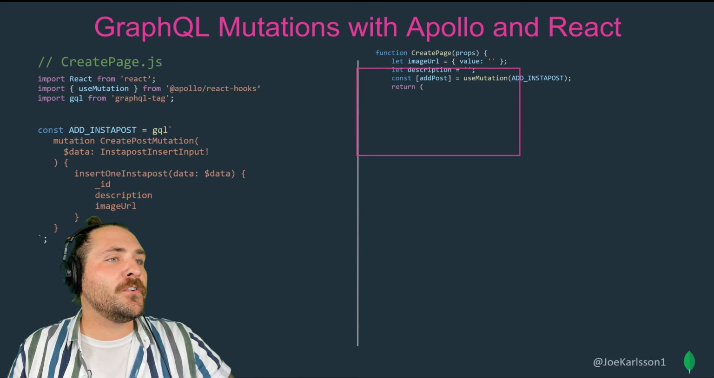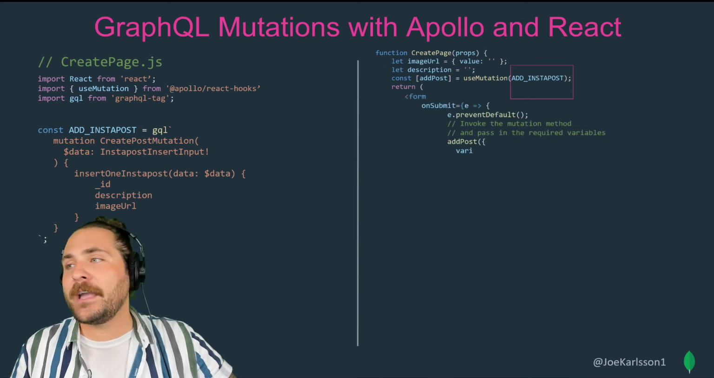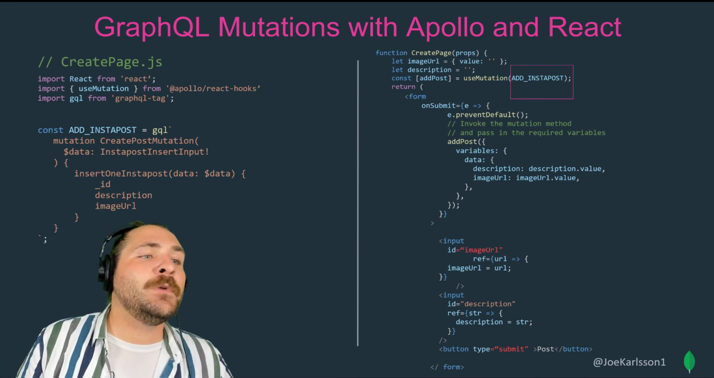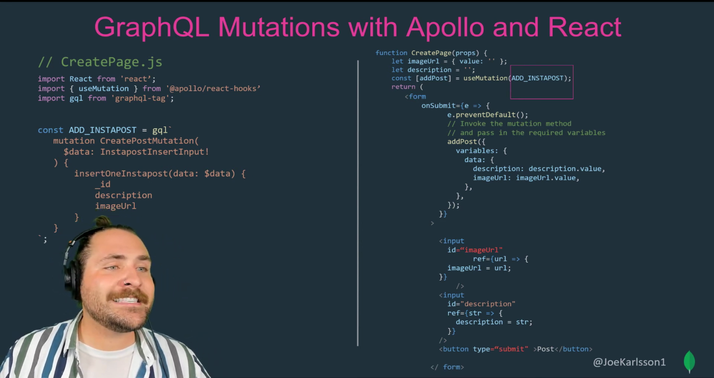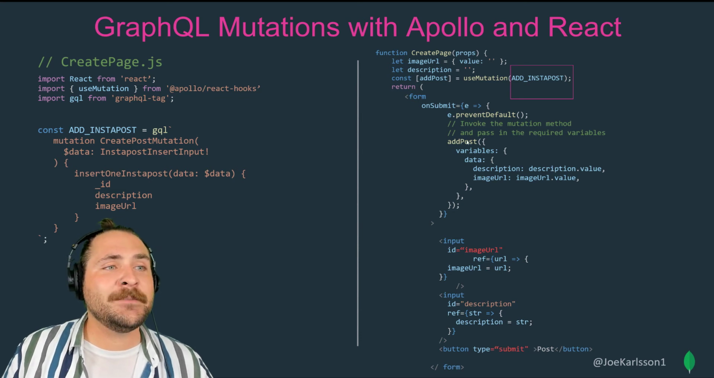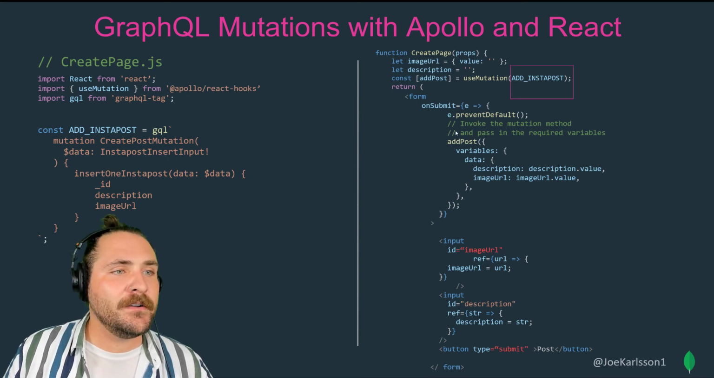And then we have our create page here. So this is our React component. I just split it up because I ran out of room. That's the same thing here, right? And we have a little form. And on submit, all it's doing is taking data from the form and submitting that to the add post function.